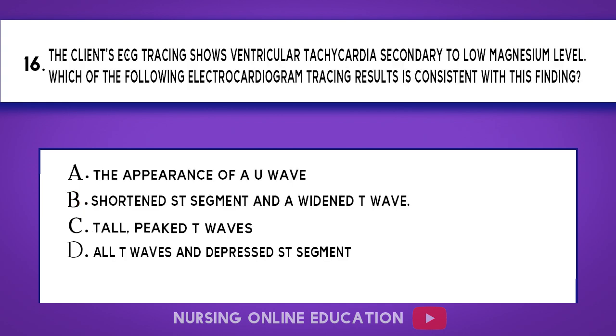16. The client's ECG tracing shows ventricular tachycardia secondary to low magnesium level. Which of the following electrocardiogram tracing results is consistent with this finding? A. The appearance of a U wave. B. Shortened ST segment and a widened T wave. C. Tall, peaked T waves. D. Tall T waves and depressed ST segment.